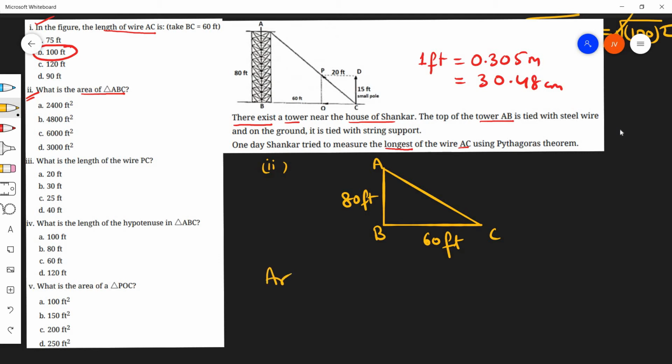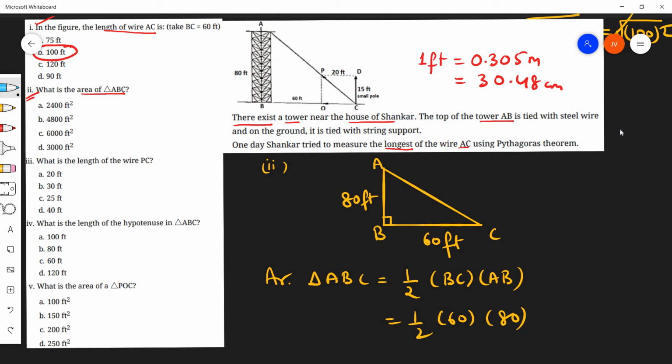So the area of a right angle triangle ABC is half of base into height. And we are given the base is 60 feet and the height is 80 feet. On simplification, we will get the area as 2400. It is a square unit, so we have to write feet square. And which option is this?